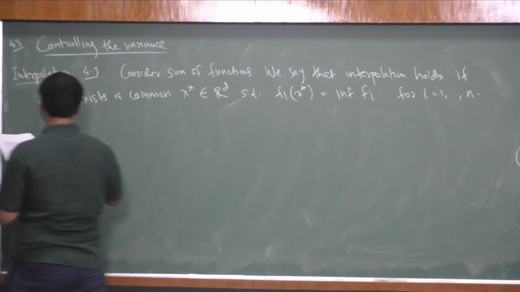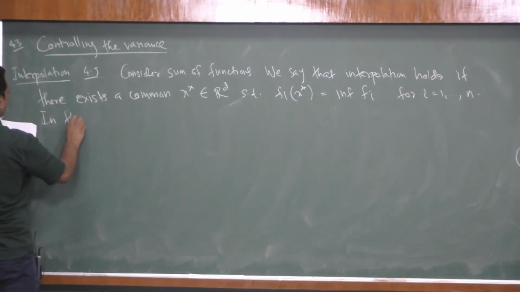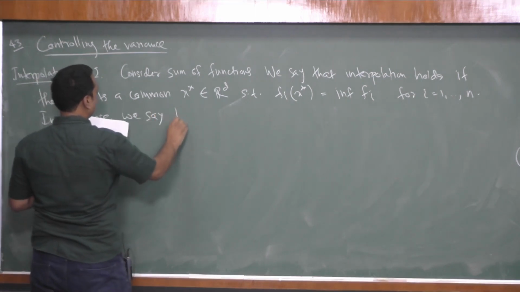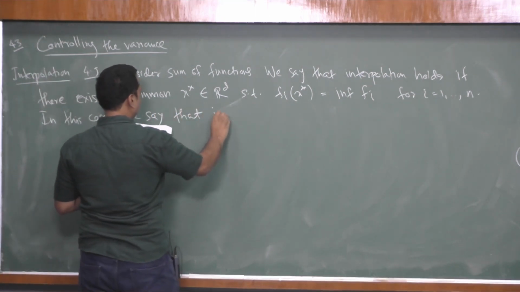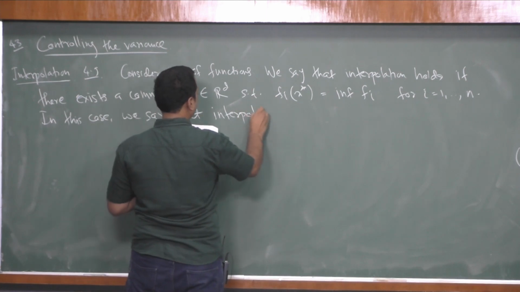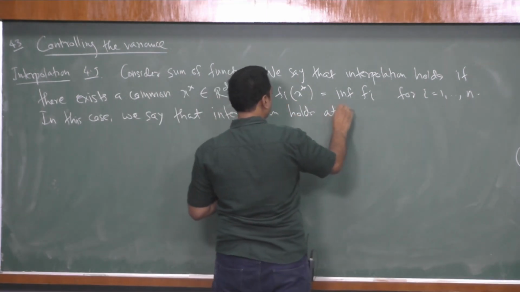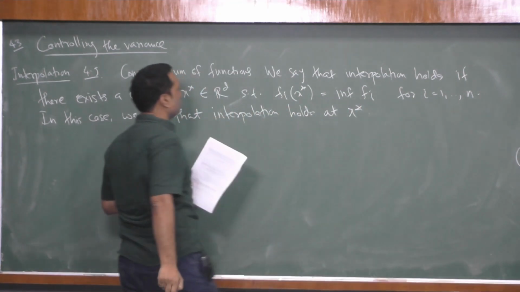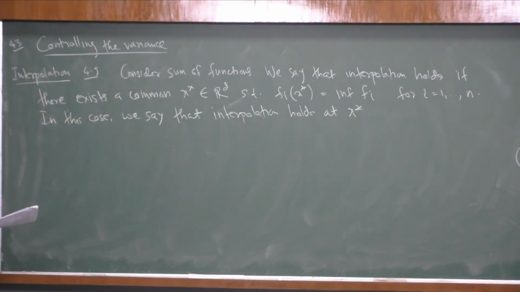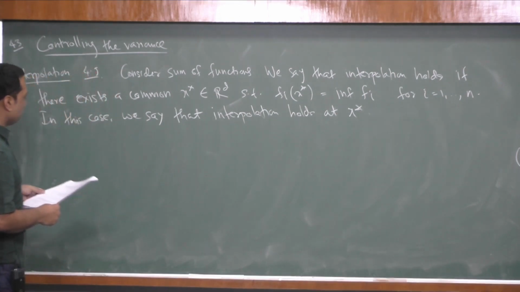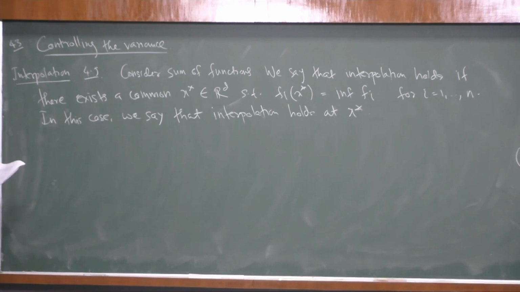In this case, we say that interpolation holds, and it holds at x star. Okay, this can be a lucky case, but apparently in some of the neural networks it is found to be true. So that's why people study this, right?